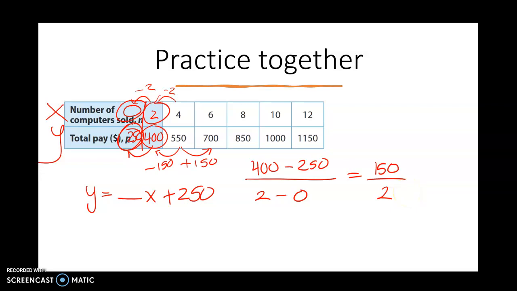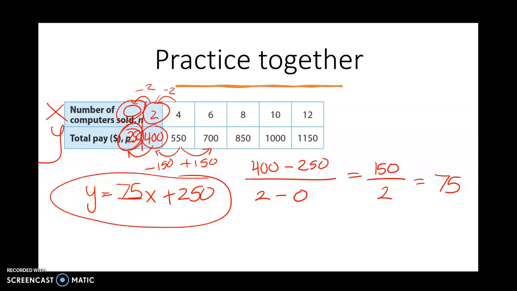And we could divide this. 150 divided by 2 is actually 75. So it's going to be 75x plus 250. And we're done. Shall we do one more?